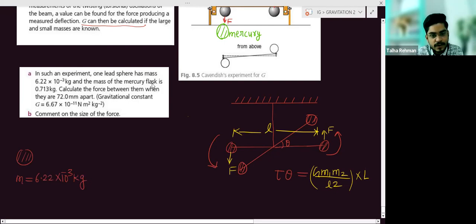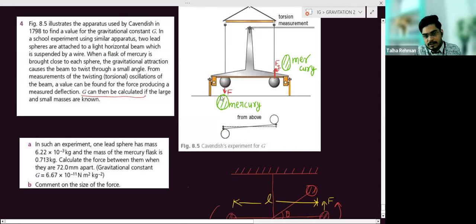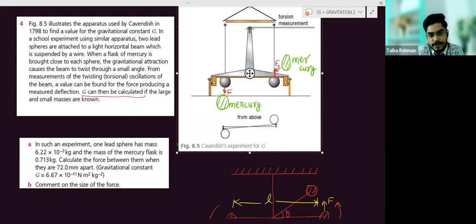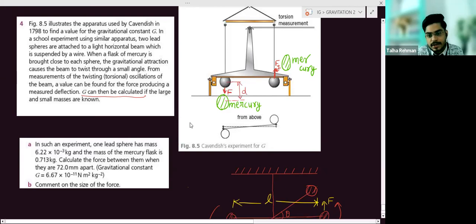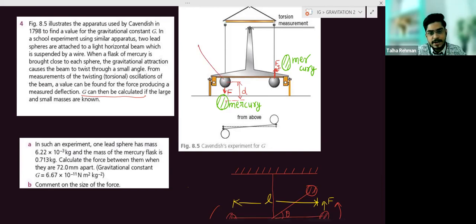And the mass of the mercury flask is 0.713 kg. So now this mercury mass is given as 0.713 kg. There will be a certain distance between this mass and this mercury mass. Suppose this distance is d. Okay. So basically they are asking to calculate the force between the lead mass and the mercury mass. Basically this is the lead mass.